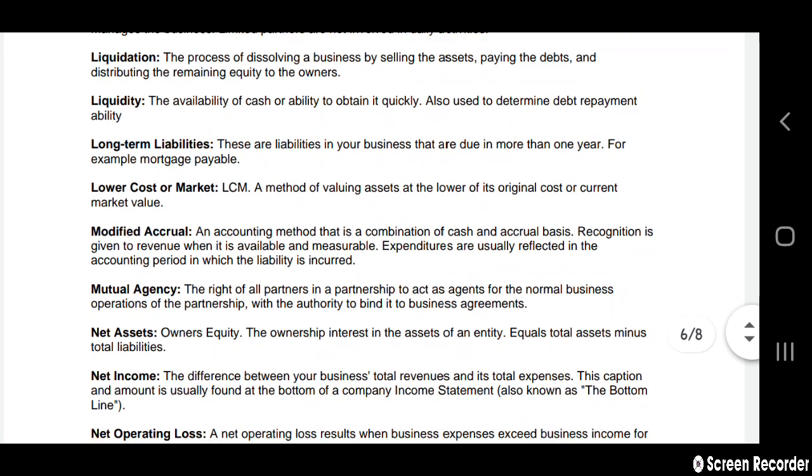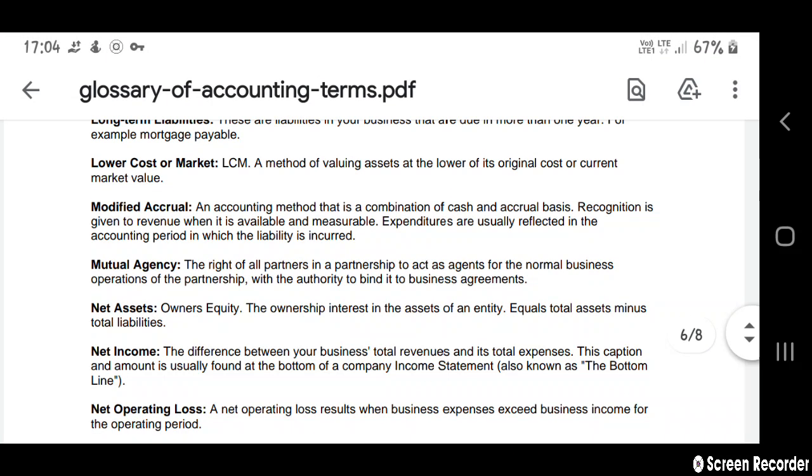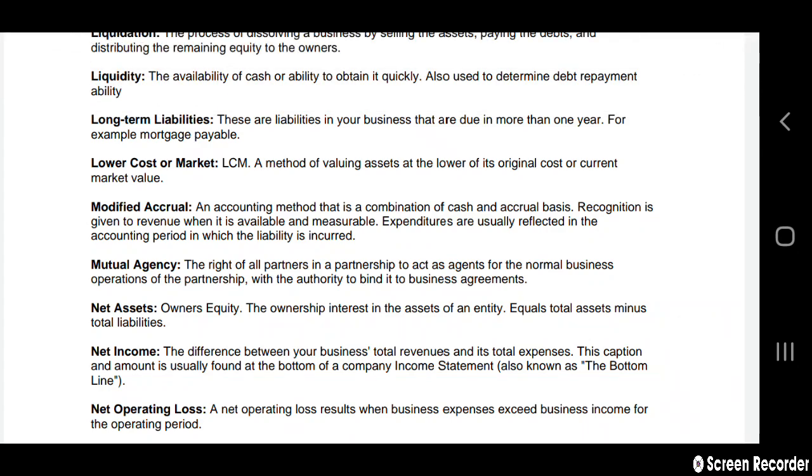Next is liquidation. The process of dissolving a business by selling the assets, paying the debts, and distributing the remaining equity to the owners is called liquidation. And liquidity, the availability of cash or the ability to obtain it quickly, is called liquidity. It is also used to determine debt-repaying ability.